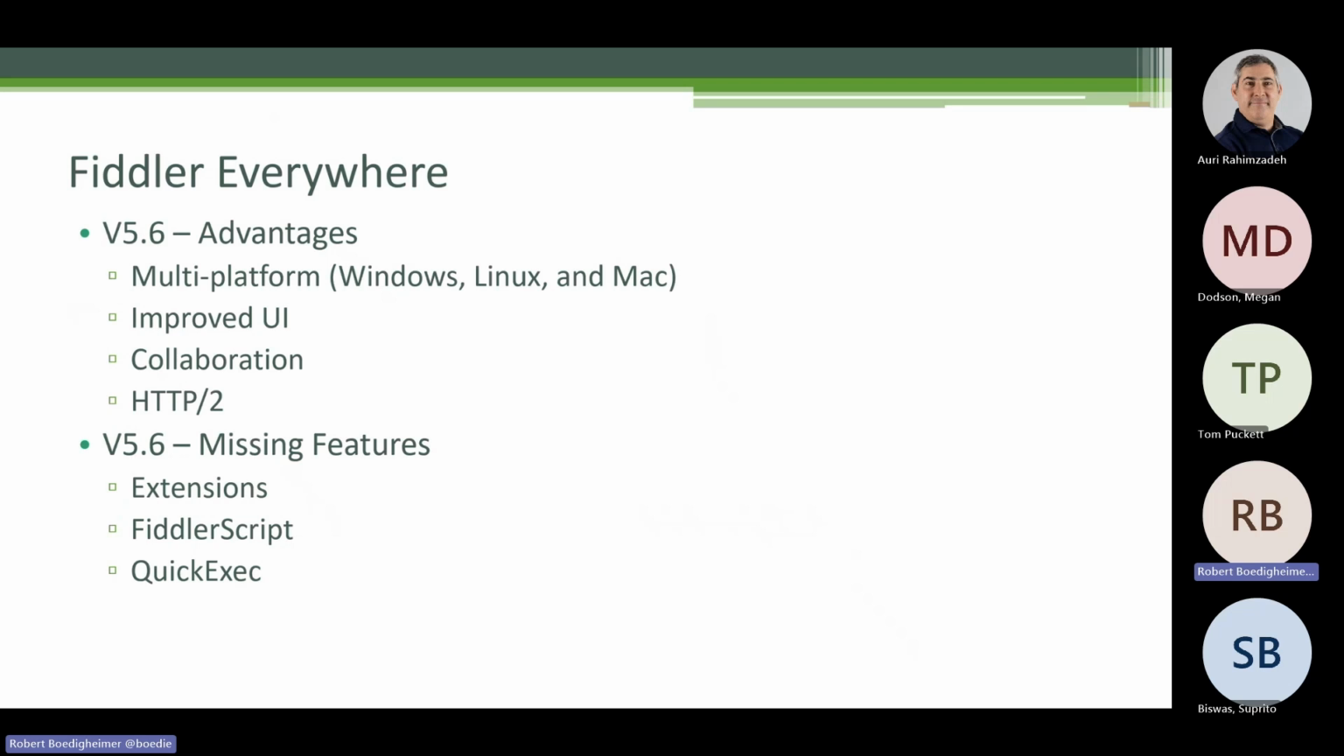So they've got a much more streamlined UI. They have a much better collaboration story. There's ways to share archives and things with other people. They support HTTP2, which is pretty critical. Fiddler Classic, they're basically not investing any more new functionality in Classic. So if you're doing a site and you need HTTP2, you're going to have to use Everywhere.